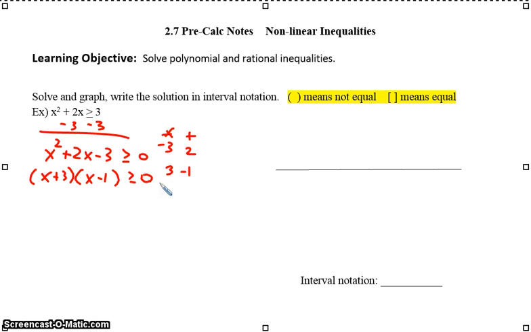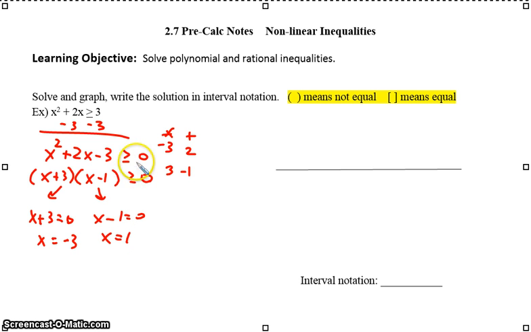So what I'm going to do is I'm just going to set both of these individually equal to 0, and I'm going to disregard my inequality sign. So I'm going to change it to an equal sign. And that would give me an x value equal to 1 and negative 3.